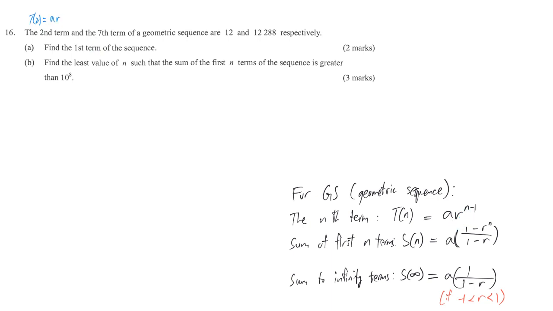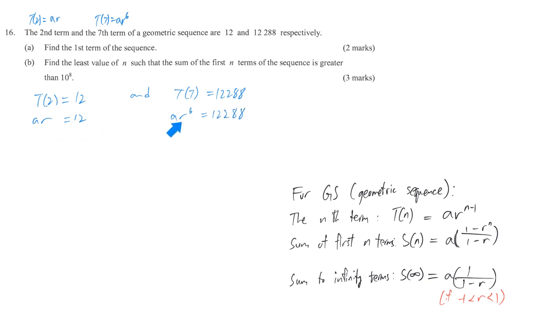And then the 7th term here, T7, is equal to A R power 6. After that, they give you the values, which means that T2 is equal to 12, so AR is equal to 12. At the same time, T7 is equal to 12288, which means that A R power 6 is equal to 12288.